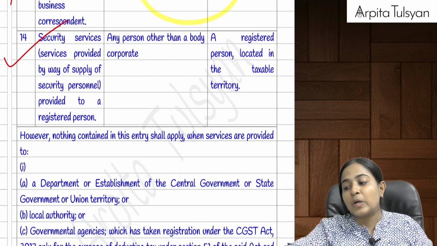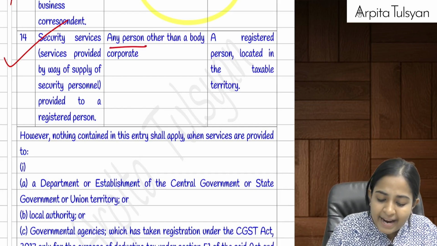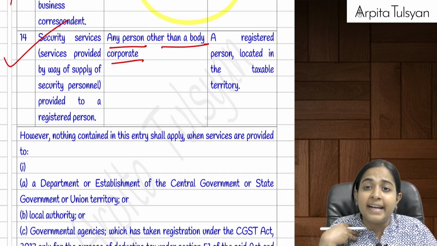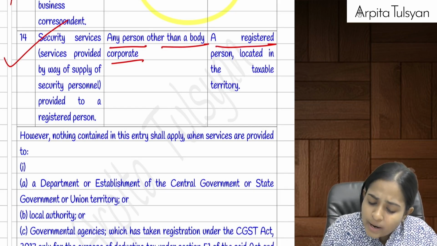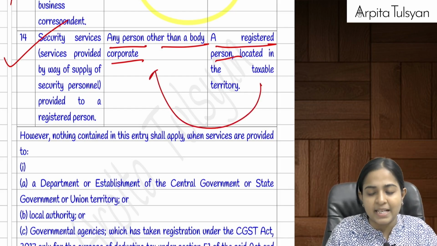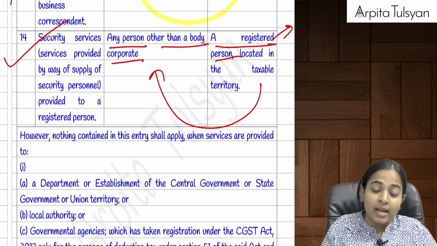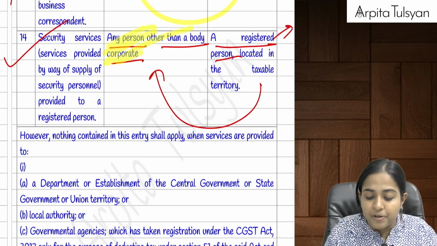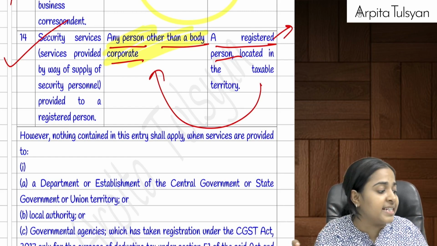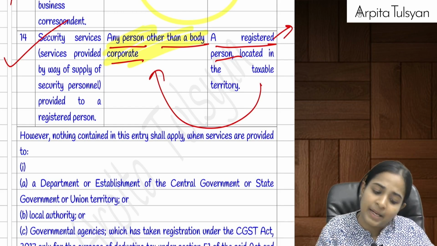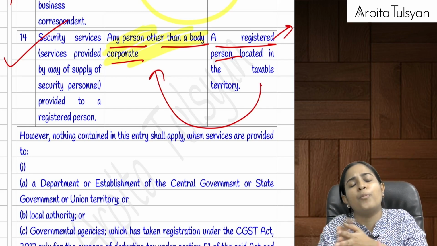Next one is security services, security personnel. If these have been provided by any person other than a body corporate, for example an individual security agent, if I am providing some security services to any registered person for which I will be getting some amount, the liability to pay the tax is on that registered person. But here again, an important point: any person other than a body corporate. What if there is a security agency which is registered in the name of a company? Then reverse charge is not applicable, then it is the normal forward charge, because if it is a company, anyway it will be registered under GST, so there is no need to put reverse charge mechanism.